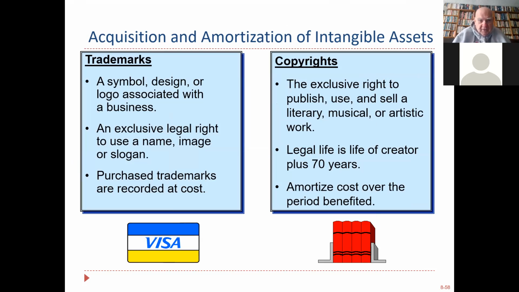And here they're just talking about different types of intangible assets. Trademarks. Oh, the Visa card, huh? A symbol, design, or logo. It has certain rights. A trademark. Copyrights. This is published material. These are magazine articles. This is books. And a copyright gives you the exclusive right to publish, use, sell a literary, musical, or artistic work. And the legal life is 70 years. So, man, I tell you what, you read a bestseller, you're going to be set, huh? And you amortize over the period benefited.